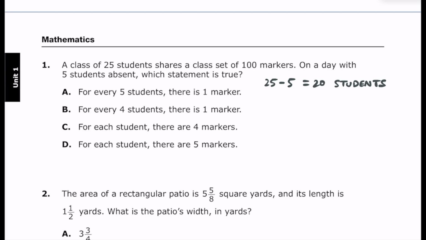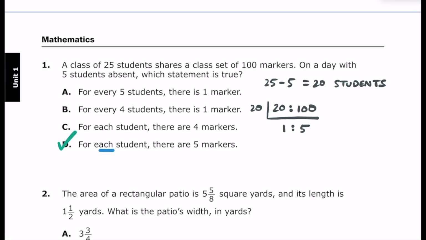Looking at the answer choices, we see that for every certain amount of students, we have how many markers? Students to markers. This is a classic ratio type of problem. So we have 20 students for 100 markers. We can divide both of these numbers by 20. If we do that, that's basically 1 student for every 5 markers. So if we're going to choose an answer choice that makes sense here, let's go with D.